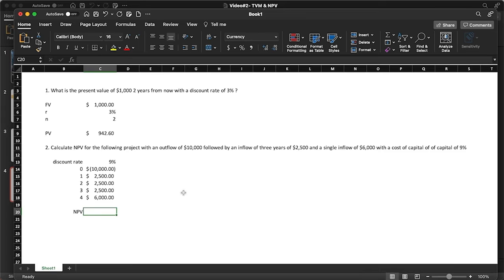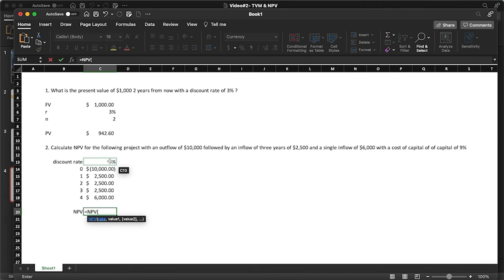Then we have the second problem: calculate the NPV of the following project with an outflow of $10,000 followed by an inflow of 3 years of $2,500 and a single inflow of $6,000 with a cost of capital of 9%. So 9% would basically be the discount rate here. We're going to use the Excel formula NPV, open parentheses. We have the rate here, so we know this is 9%. Then we're going to do from the first year to the fourth year, close that out, minus the $10,000.